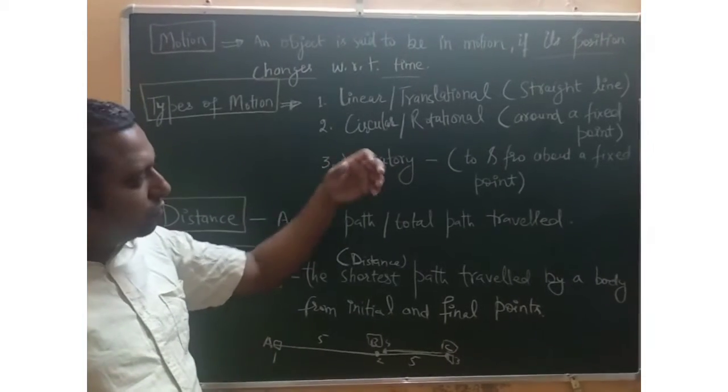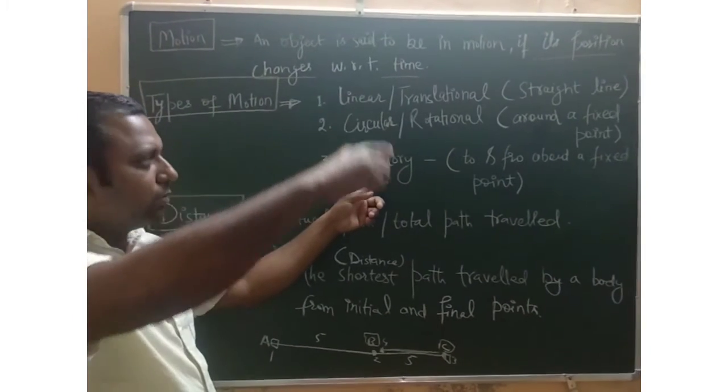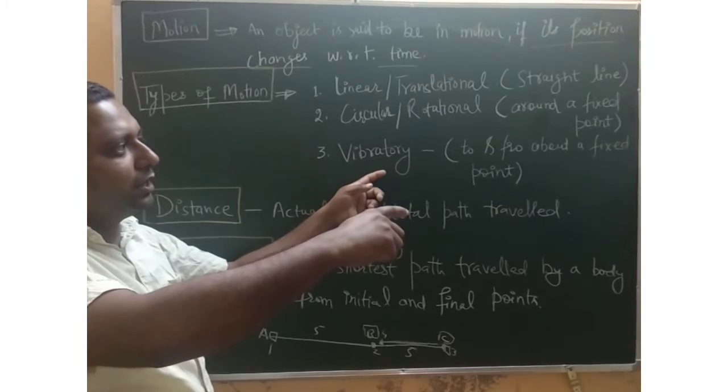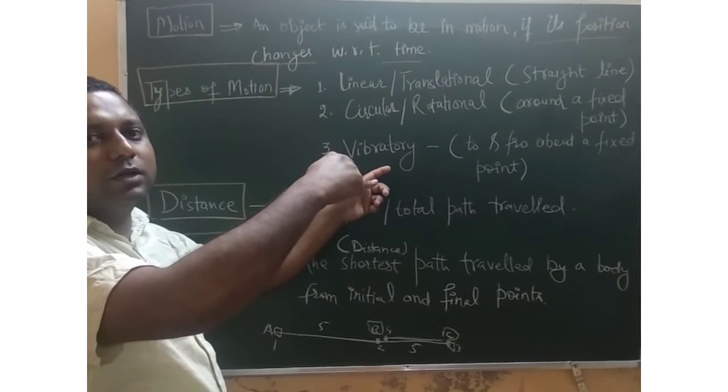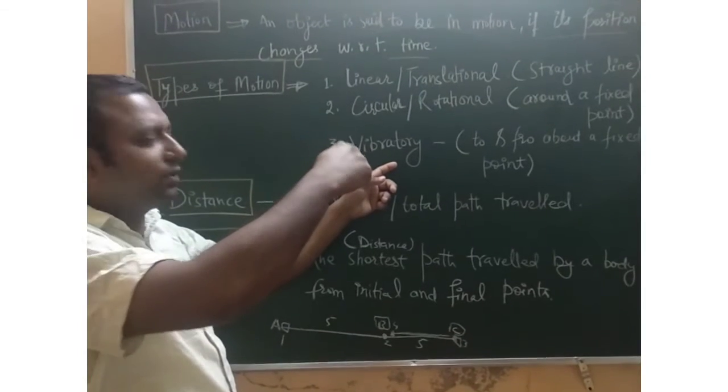When a body moves along a curved path or a circular path around a fixed point. For example, the earth moves around the sun along a fixed path.